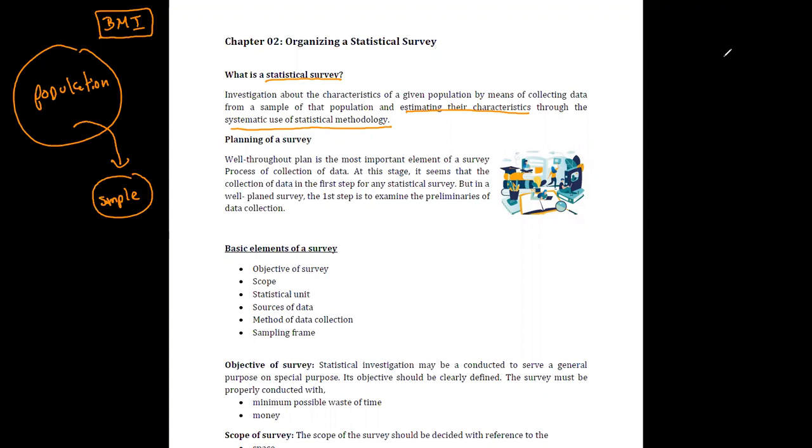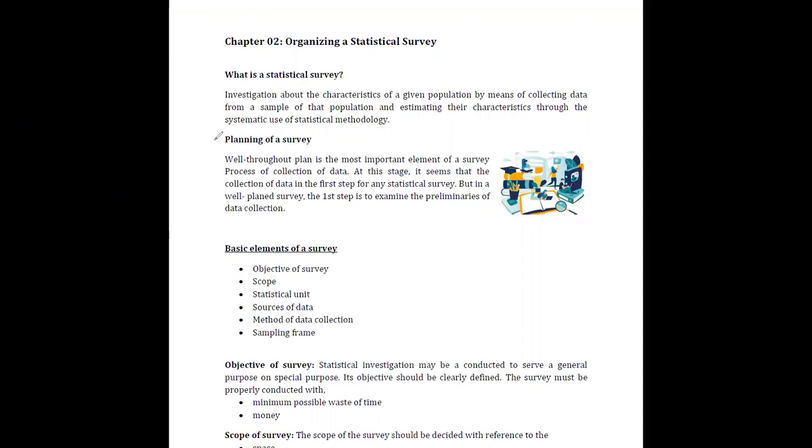Okay, now we will move through the things mentioned under the planning of a survey. A well thought-out plan is the most important element of a survey process of collection of data. This is what I have told you before also. When you are going to conduct a survey or any study, the first thing you have to pay attention to is well planning of the survey that you are going to perform.